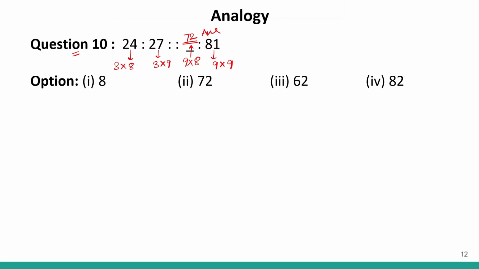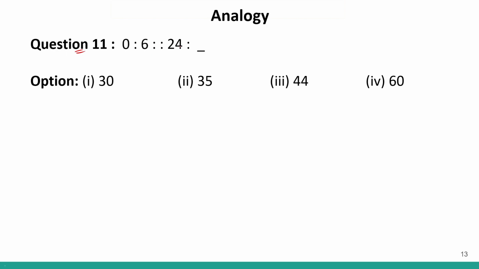72. Is 72 given in an option? Yes, it is given in option number 2. So option number 2 will be the correct answer to this question. Clear? Question number 11. We have 0, 6 and 24.